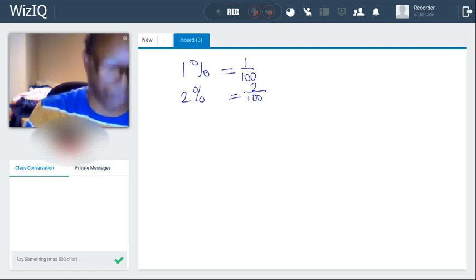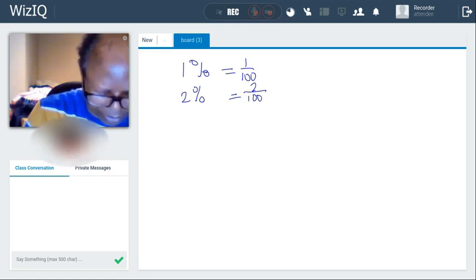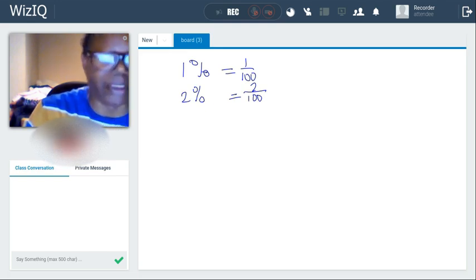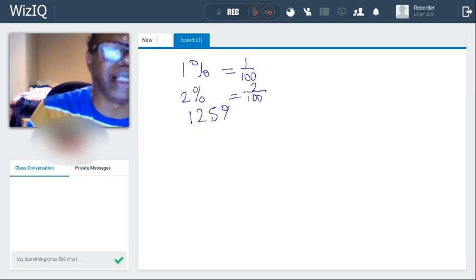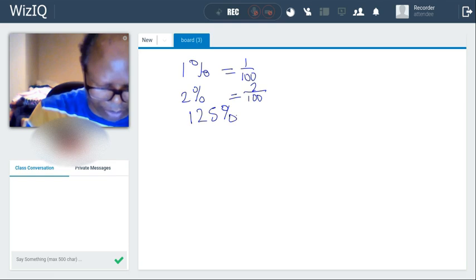Now it says in business life, you can find percentages higher than 100. For example, if we're talking about profitability or sales, you can find our sales increased by 125%, or increased by 500%. So you find those things abnormal and you ask why it is more than 100.